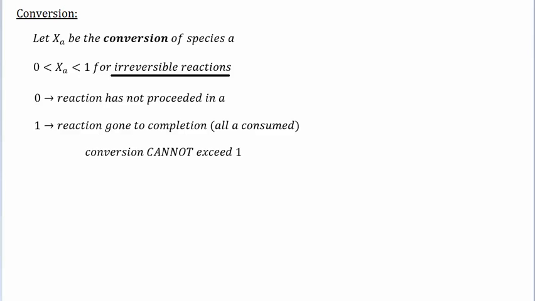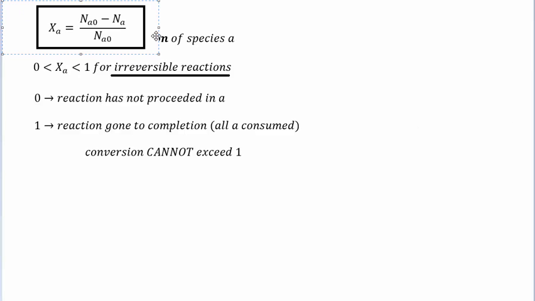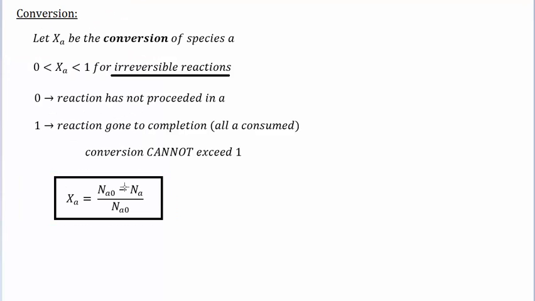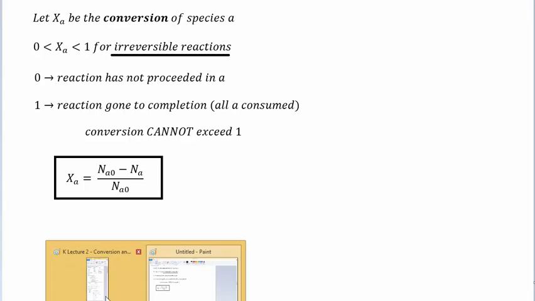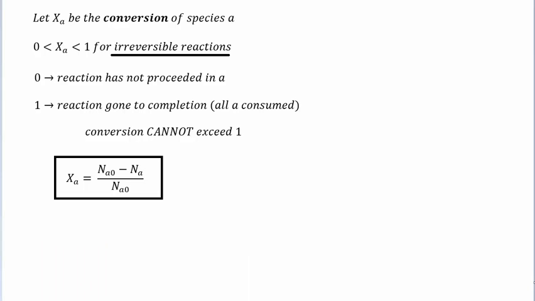Okay, so mathematically, how do we define the conversion so that it fits these rules? Well, we're going to say it's the initial moles in the system minus the final moles in the system, all over the initial moles in the system. Or consequently, for flow systems, as we were talking about the difference between that N and that F up there, if you have a CSTR or a PFR, it's going to be found like this. The initial moles flowing into the system minus the moles flowing out of the system, all divided by the initial moles flowing into the system.